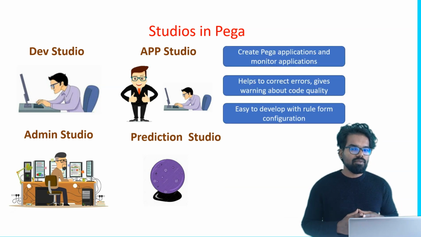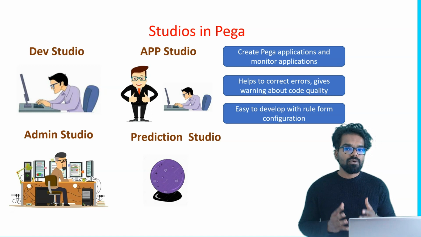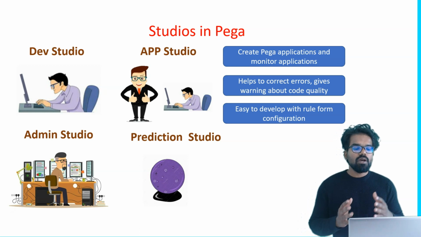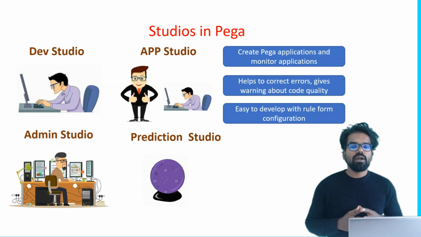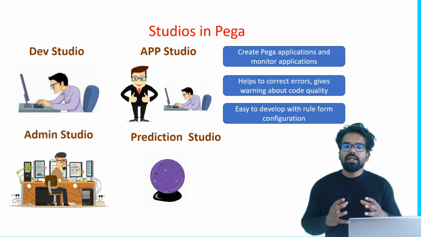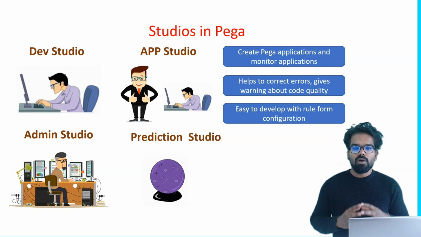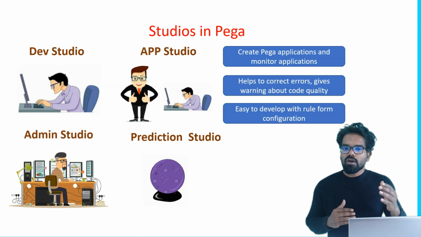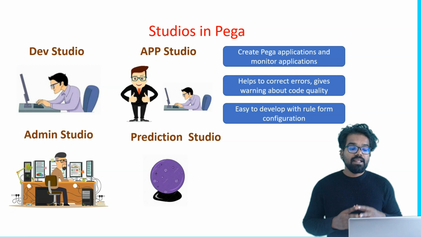If you see the first advantage, definitely it helps to create Pega applications, and with Admin Studio we can also monitor the applications. It also helps to correct errors and give warnings about code quality. Pega internally has its own guardrail warnings. So whenever you develop some code and go outside the guardrails, Pega gives a warning message for your development code. It is very easy to develop with rule form configuration.